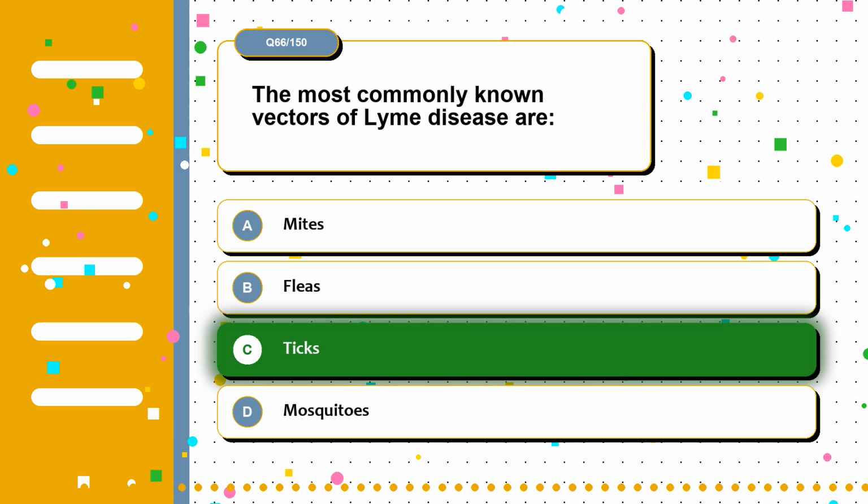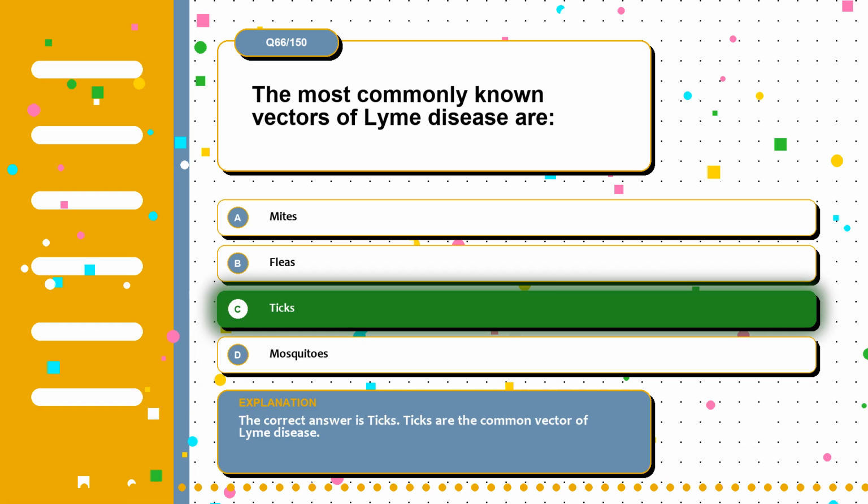The correct answer is option C, ticks. Ticks are the common vector of Lyme disease.